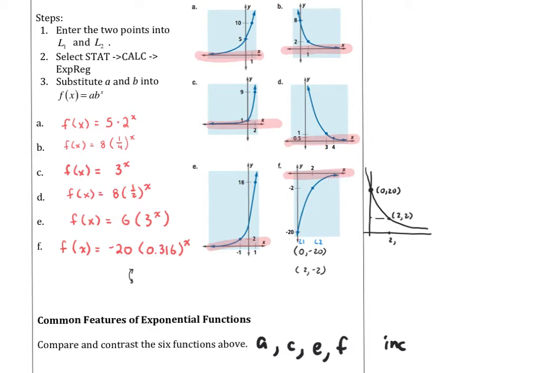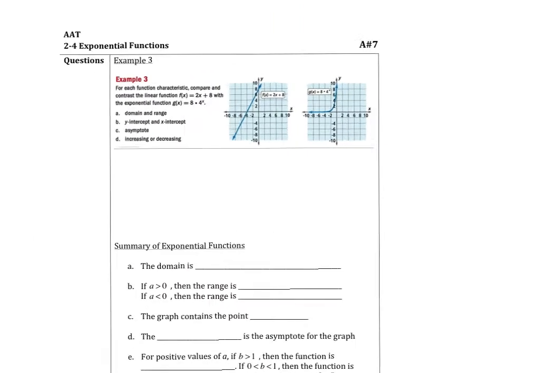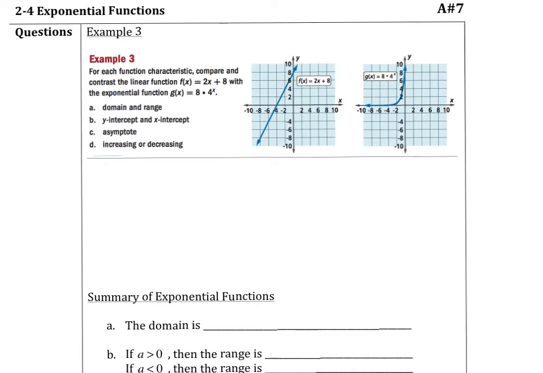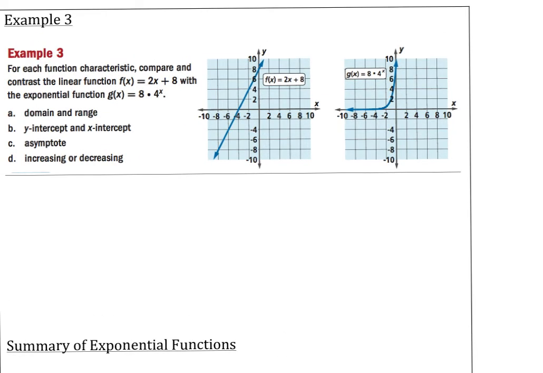All right, so let's compare and contrast in example number 3 here. For each function characteristic, compare and contrast the linear function, f of x is 2x plus 8, that's this guy here, with the exponential function, g of x is 8 times 4 to the x power. Okay, so first off, our immediate look is, wow, they're nothing alike. This one's straight, this one bends. Not only does it bend, but it bends radically. It feels like 90 degrees. It's not, but it feels like it.